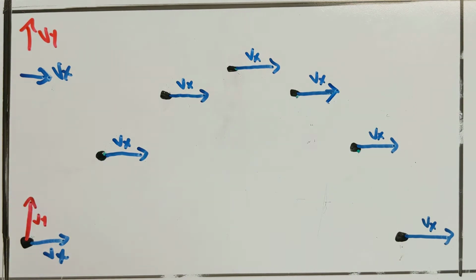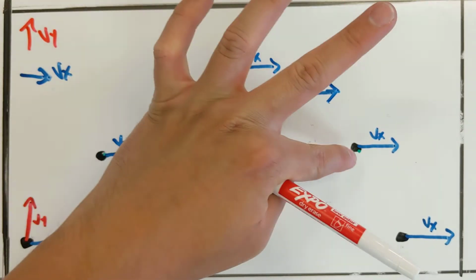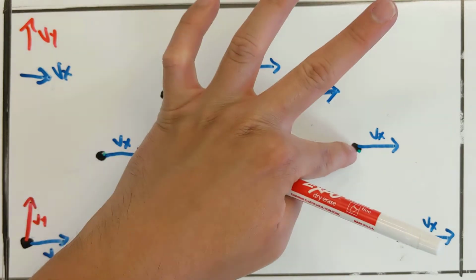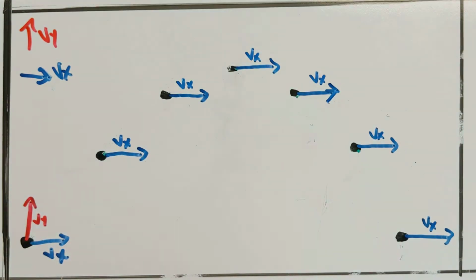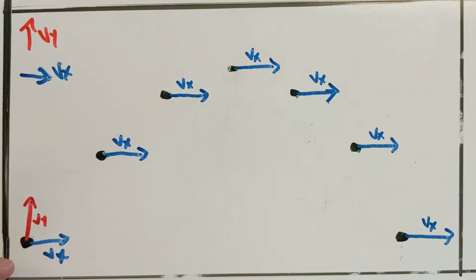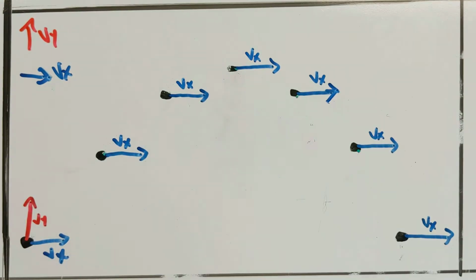Why are they the same length? They're the same length because the velocity in the horizontal component is constant. It is moving at a constant speed in the horizontal direction. Okay, notice I said that two different ways. The velocity of the horizontal component is constant, or I could say the object is moving at a constant speed in the horizontal direction. At the same time that it's moving in the horizontal direction, it is also moving in the vertical direction.